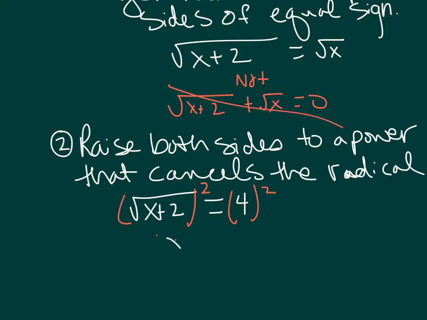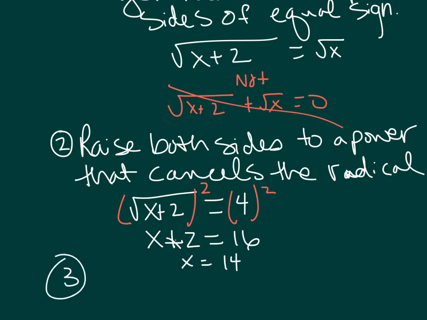So after you square both sides, you'd end up with x plus 2 equals 16. So x would have to equal 14. Okay, so that's step 3. Just solve as usual.